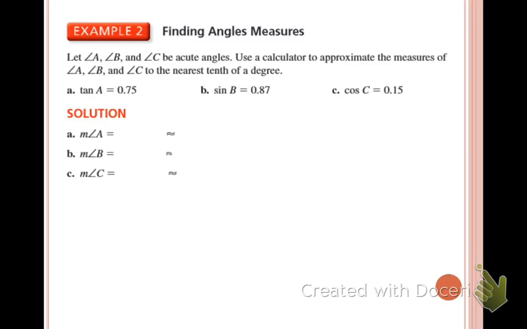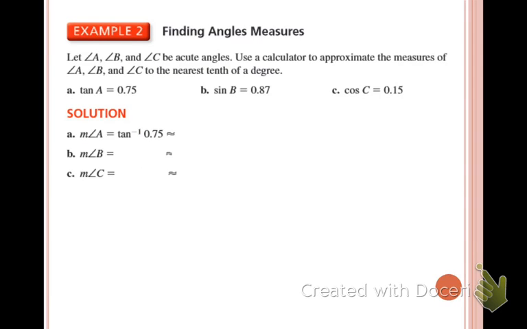So we're going to do these 3 examples. I'm going to ask that you actually write down what you're typing in your calculator, or you will not know what you're doing when you look back on this. So this first one says tangent of A equals 0.75. To find angle A, we need to get rid of tangent. What's the opposite of tangent? The inverse of tangent. So you're going to hit Shift Tangent.